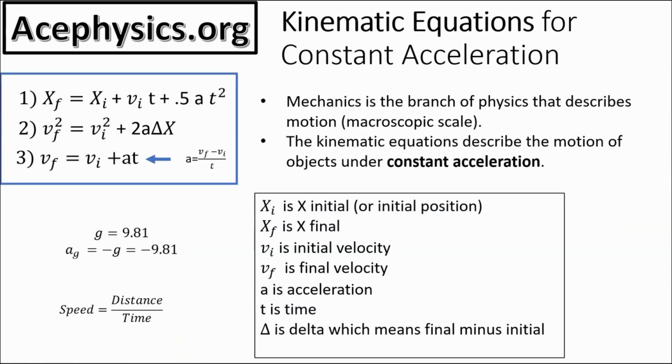On this slide, I present the kinematic equations of constant acceleration. Mechanics is the branch of physics that describes motion on the macroscopic scale. The macroscopic means things that can be seen with your naked eye. For example, an atom. You can't see an atom with your naked eye, so it's not macroscopic, it's microscopic. The kinematic equations describe the motion of objects under constant acceleration.